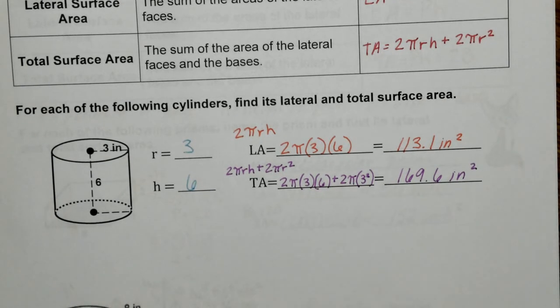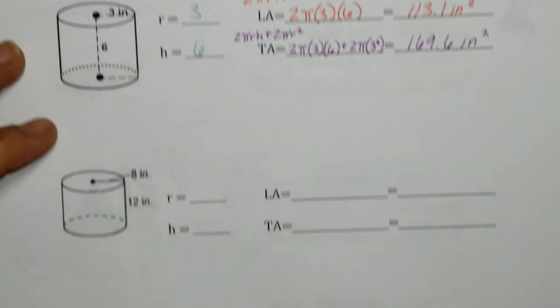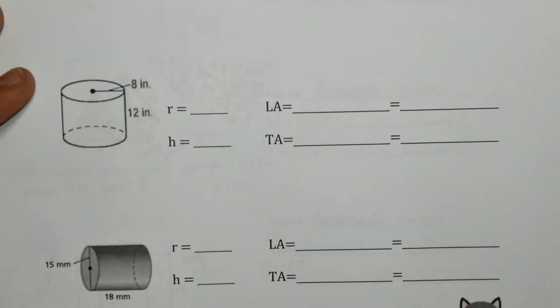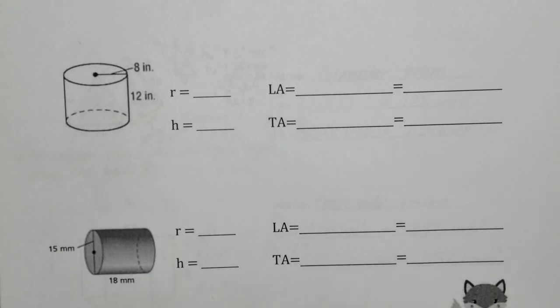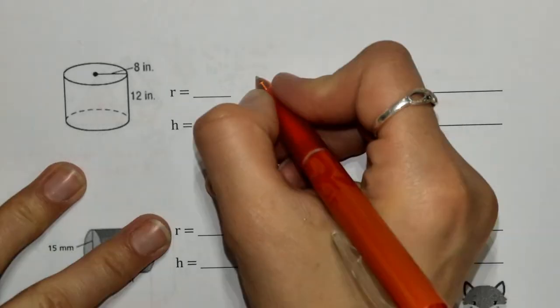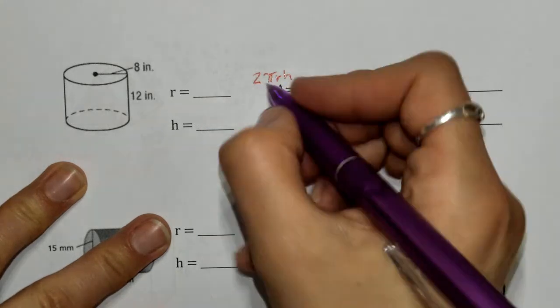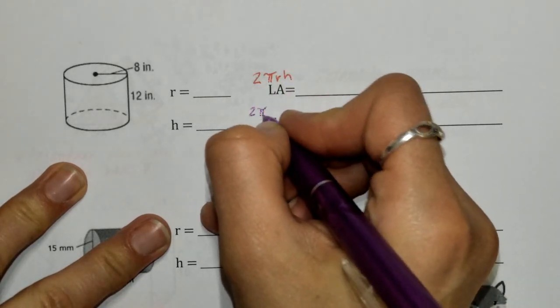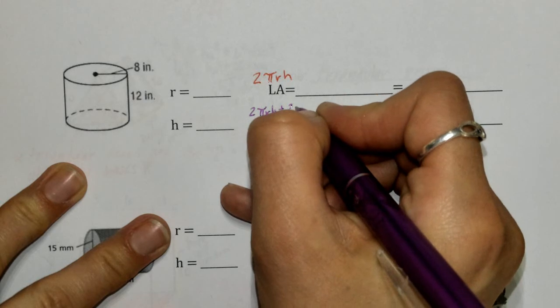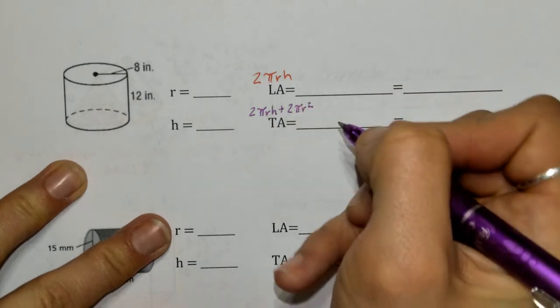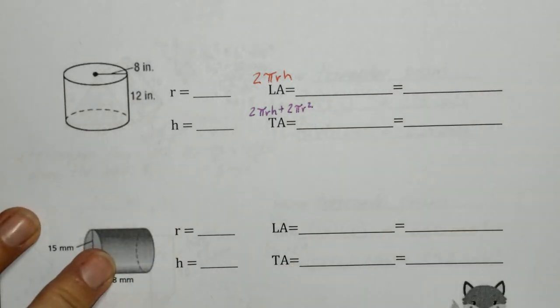I really do encourage you to try the others on your own. Seriously, that's all you have to do. Yes, the formulas are long, but all you need is r and h. They're either going to give you the diameter or the radius, and they're going to give you the height. So please, please, please try it on your own. I'm going to write in my formulas first, so I have them right here. Lateral, 2 pi r h. Total, 2 pi r h plus 2 pi r squared. Yes, these will always be given to you.